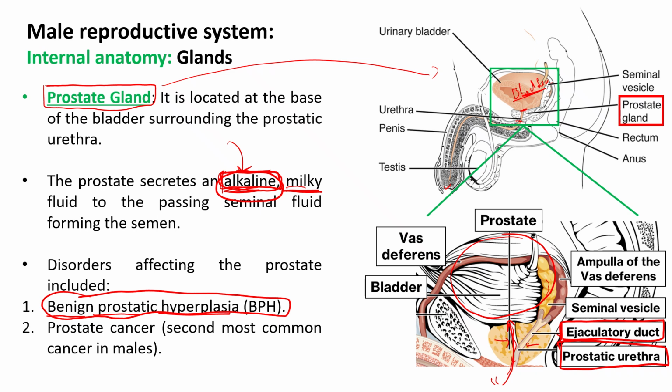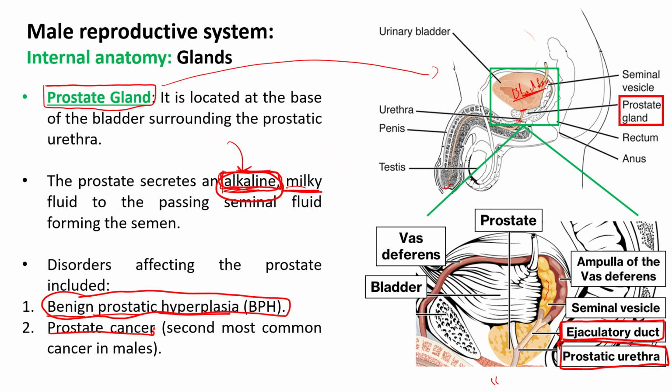Okay. Now another condition is cancer, right? So prostate cancer is the second most common cancer in males, and prostate cancer is important because sometimes it can cause mortality, right? If the cancer has metastasized or has spread to other organs.